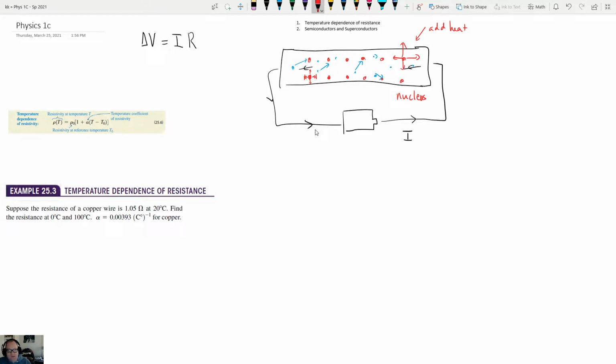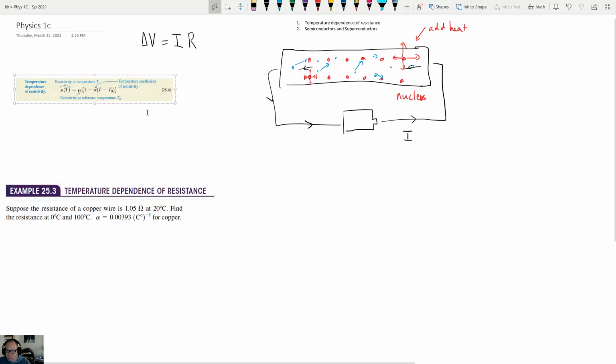And as a result, that's going to make it so that the resistance of the material itself is going to increase. So, how much does it increase? Well, with conductors, the relationship is relatively simple.